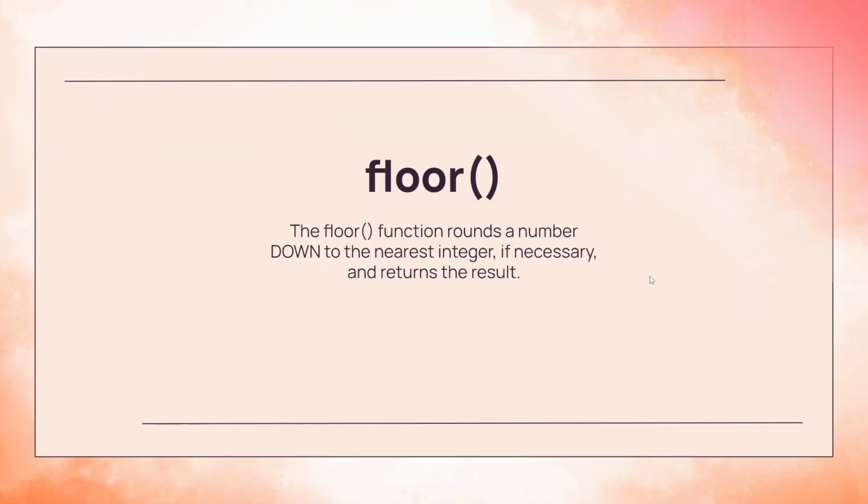The next function we have is floor. Its definition is: the floor function rounds a number down to the nearest integer if necessary and returns the result. Here, if you notice the word down, it means suppose you have a number like 5.2, then this function will return 5. If you have a number like 5.9, this function will still return 5. Let me show you through a practical.